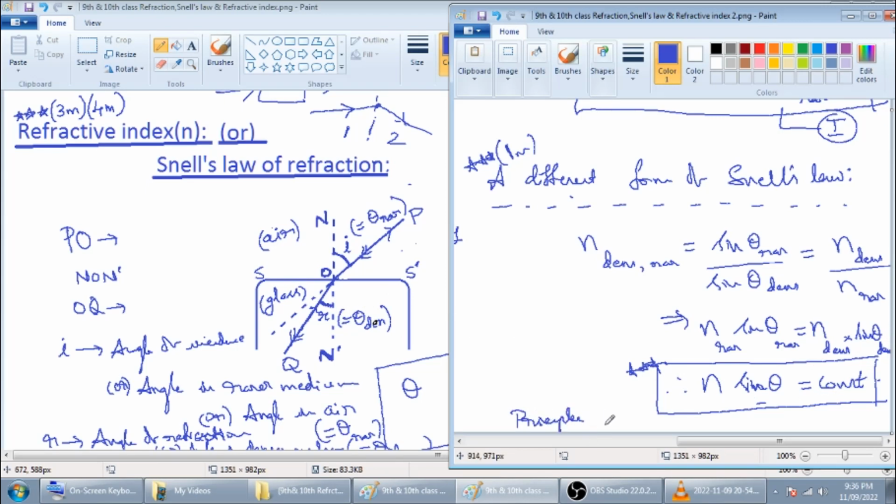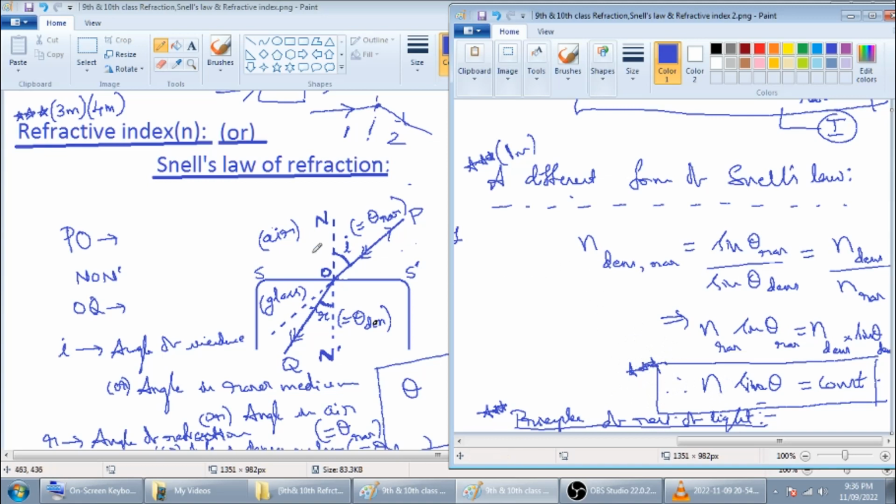So this is also not a separate topic, the principle of reversibility of light. This will not be carrying any marks in the exam, because it will never be asked in the exam. But many complicated things in nature can be understood with the help of this very simple principle. So these are the various things related to Snell's law of refraction.